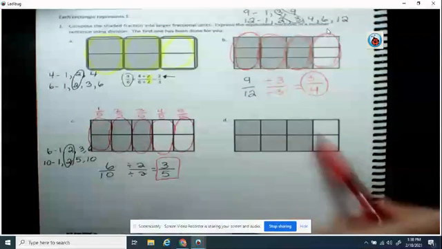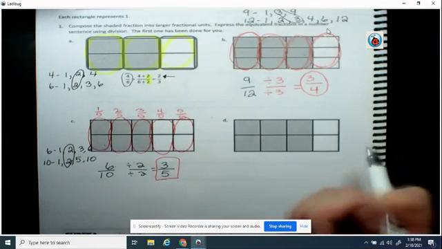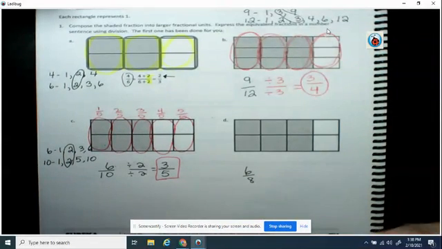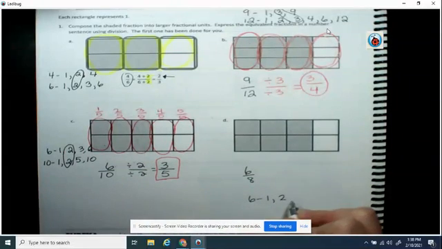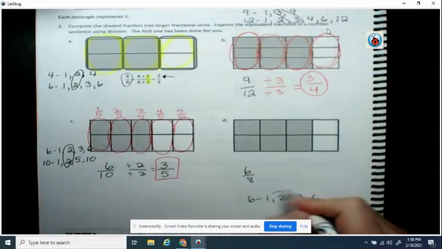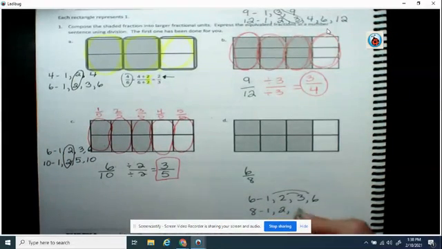Okay, let's look at this one. So for this one, I've got eighths, and I've got 6 of them. I've got 6/8. Okay. So if I think about this, for 6, I can divide by 1, I can divide by 2, I can divide by 3, and I can divide by 6. Okay, so those are my factors. If I think about this as the rainbow, that's what it would look like. Okay, and if I think about 8, I can divide by 1, I can divide by 2, I can divide by 4, and I can divide by 8.